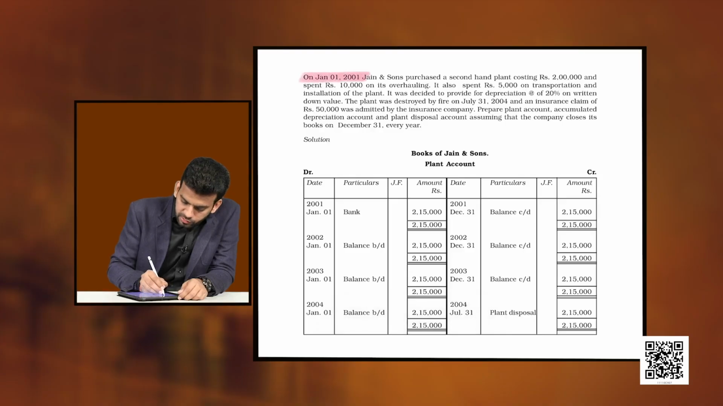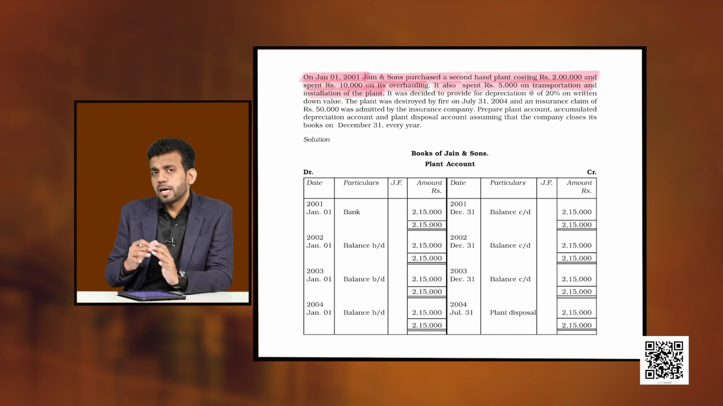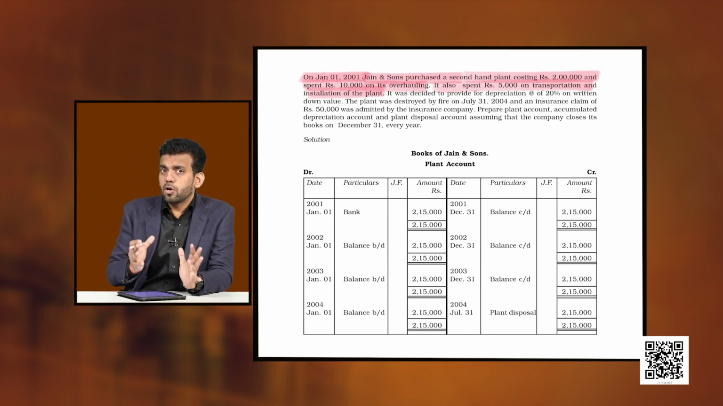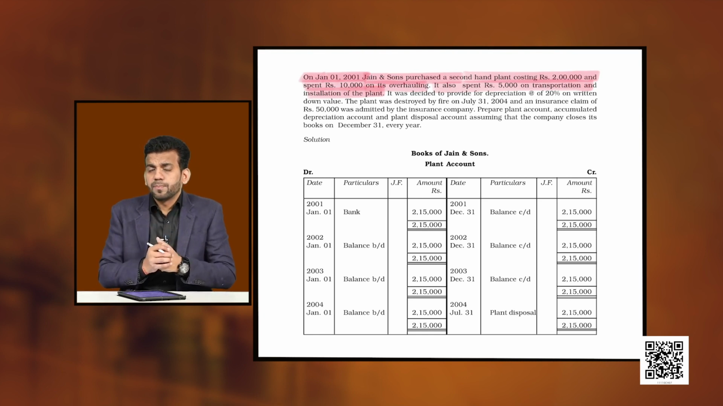On 1st January 2001, Jain and Sons purchased a second-hand plant costing rupees 2 lakh and spent rupees 10,000 on its overhauling, and also spent 5,000 on transportation and installation. Before starting the accounting for depreciation, I would like to recall that whenever a firm purchases a second-hand machine and spends something on its installation or any kind of expense to put it to use, all those expenses are added to that machine.